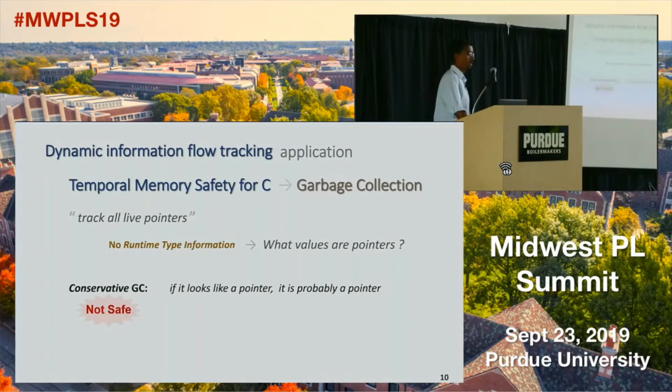This obviously leads to retaining some extra memory, but more importantly, this is not safe. C is not type safe. So as soon as you convert a pointer or cast a pointer into an integer, all bets are off. So instead, you need to track information flow from all pointers. And this is where we use our optimistic analysis to efficiently track information flow from pointers.